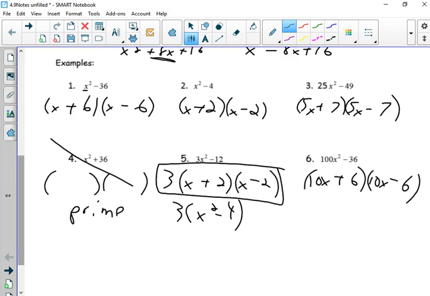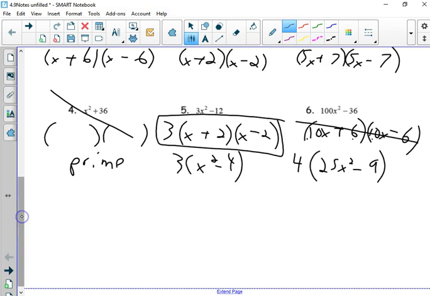But notice, there's a problem with this one. What's the problem with this one? Can I take a 2 out of here? Yeah. And take a 2 out of here? Yeah. That would give me a 4 on the outside. So this one, actually, we jumped the gun, and this happens. We jumped the gun. What number goes into 136? 4. Very good. 4 times 25x squared minus 9. Now we do the difference of 2 squares with the 4 on the outside.